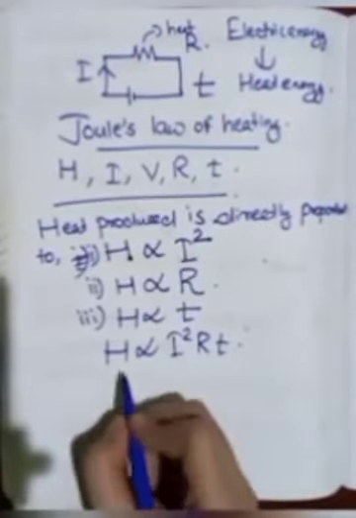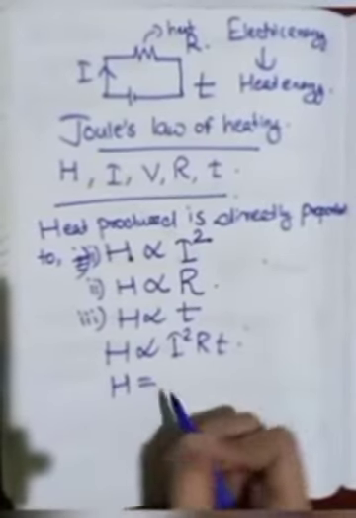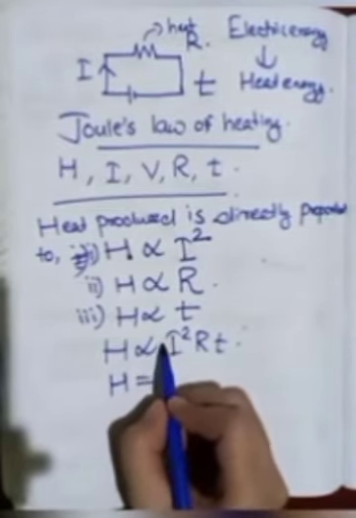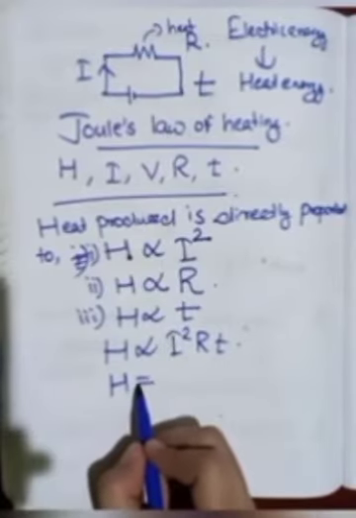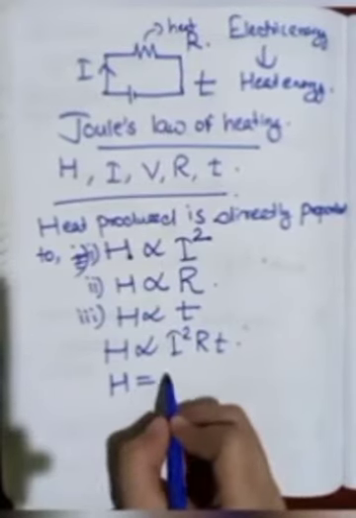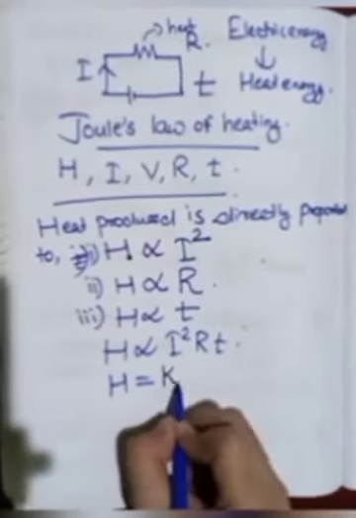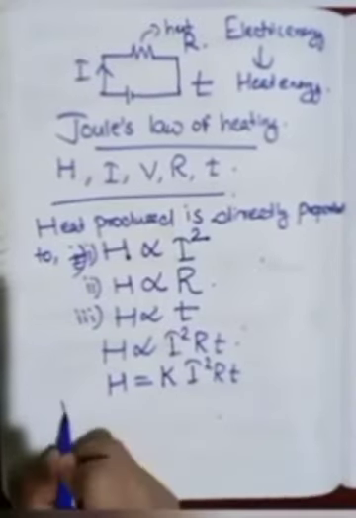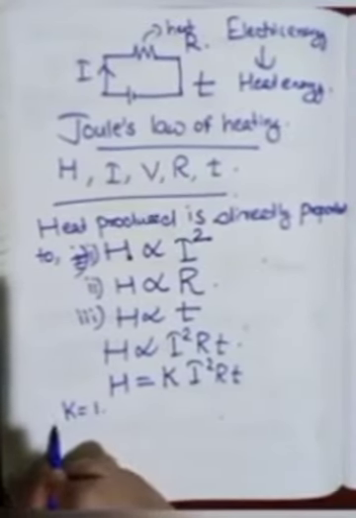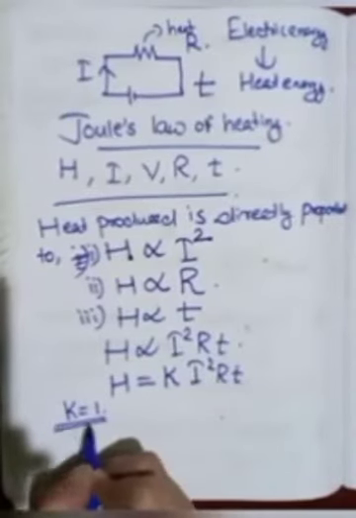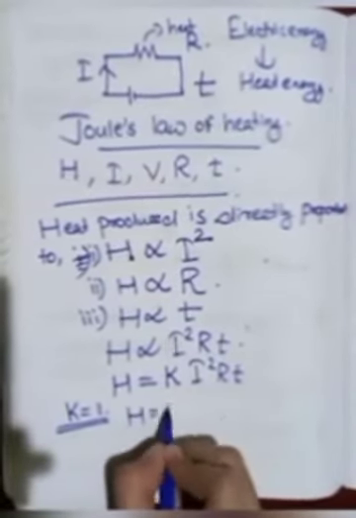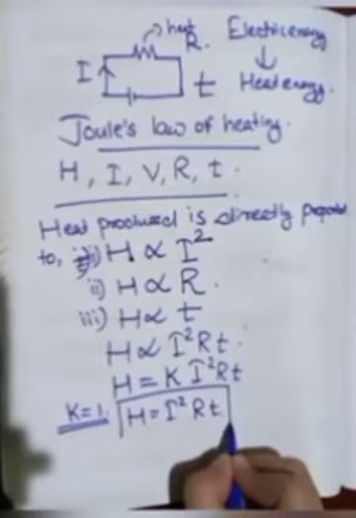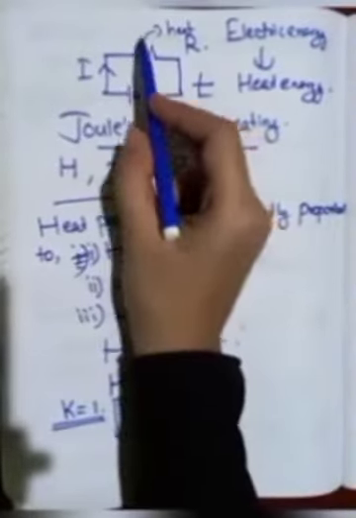When you convert this direct proportionality into an equal to sign, we have to multiply it with a constant. Let the constant here be K. H is equal to K into I square R T. Here K is equal to 1. Then H is equal to I square R into T. This is the equation for the heat produced in a resistor.